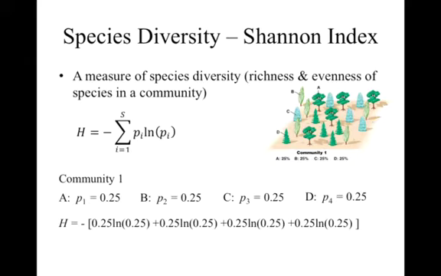And then, don't forget the negative sign. If you get a negative Shannon Index, you've done something wrong. So I put that negative sign in, and I get my Shannon Index is 1.3863. Now I realize that means absolutely nothing to you.